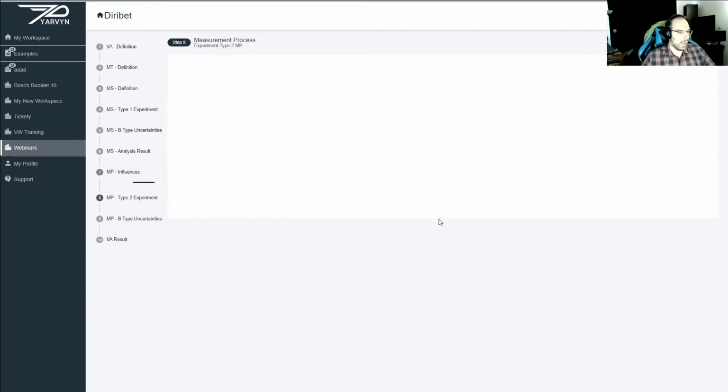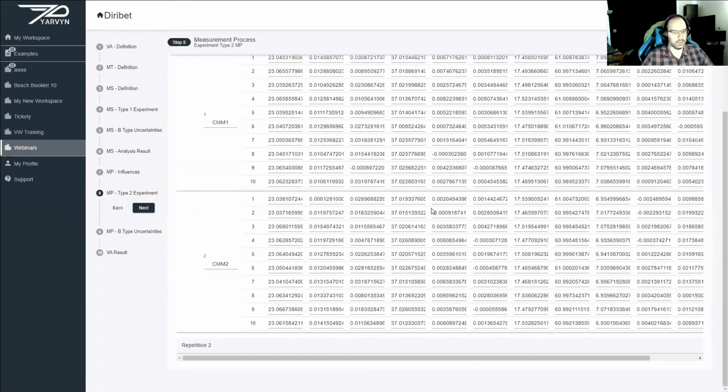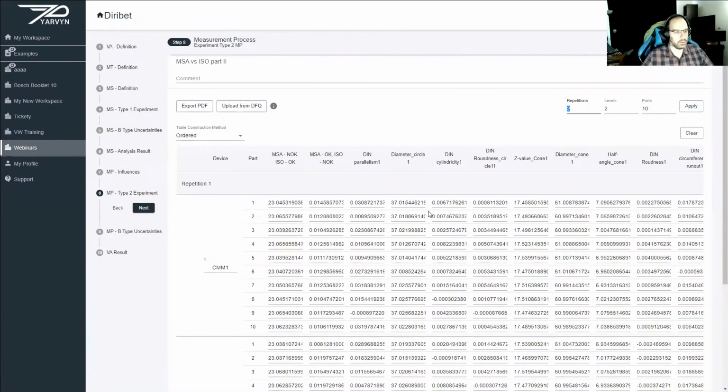So we have all the data in the experiment. You can see it's a standard experiment with 10 parts, 2 levels. It means I have two 3D machines and 2 repetitions. And we have the table with the results. The results were imported through DFQ files. And so this is our experiment.